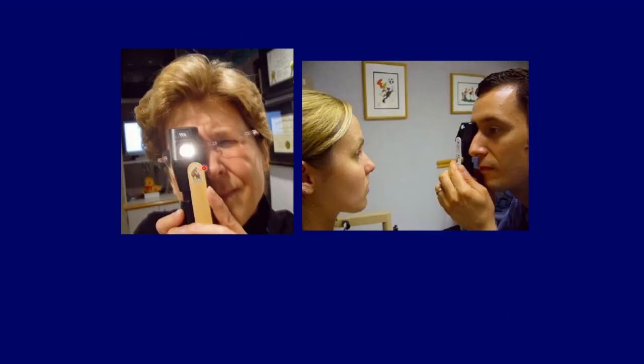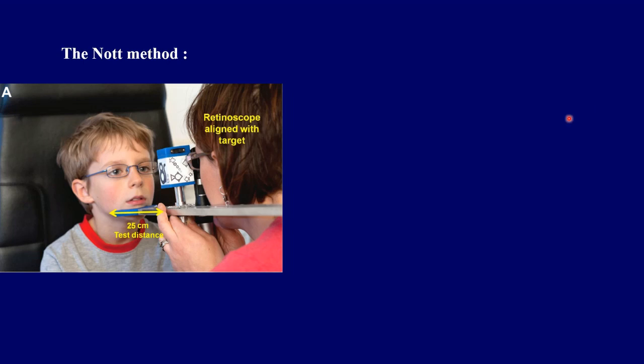We need a target to stimulate accommodation, and the retinoscope and the target are located at the working distance of the patient. First, I'm going to start with the Nott method. As you see here, the target and the retinoscope are located at the working distance. The patient should use distance correction when there is an error of refraction.